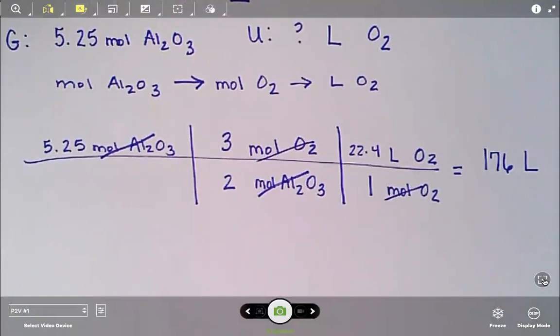All right. So that's not something that I can give you a formula for. That's not something we can memorize. You can memorize going mole to mole. You can memorize mole to mass, mass to mole, and mass to mass.